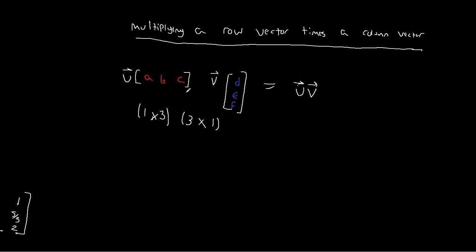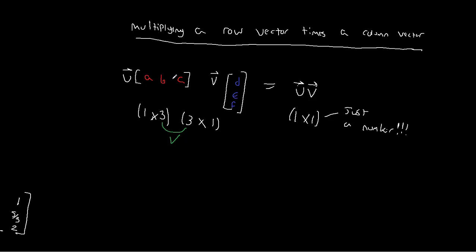So let's go back to multiplying a row by a column. So we have 1 by 3 times 3 by 1. The inner dimensions match, so we're good. So then the resulting matrix here is going to be 1 by 1. Well, you might be saying 1 by 1, that's just a number. And that's exactly right. A row vector times a column vector is going to give us just a number.